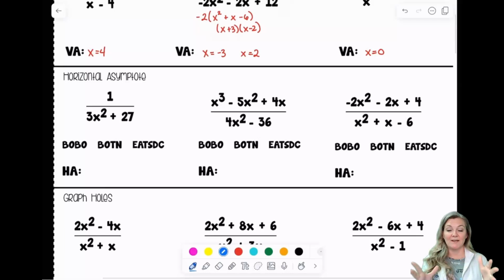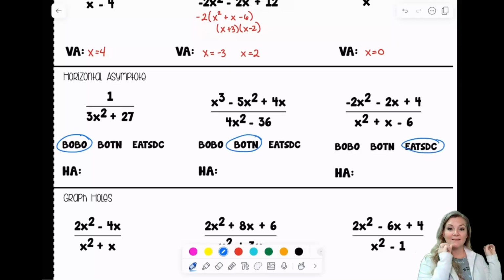So now let's look at the 3 examples in our notes. First I'm going to say just which ones they are, and then talk about what I mean by BOBO, BOTN, EATSDC. This first one is a BOBO, the middle one is a BOTN, this last one is an EATSDC. So what is it I am talking about? If you look at this first one, bigger on bottom, what is bigger on bottom?